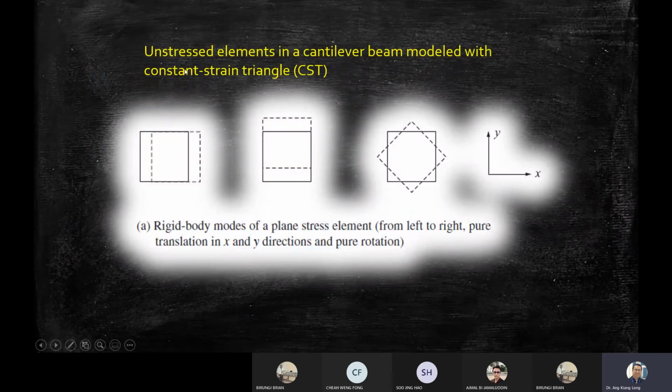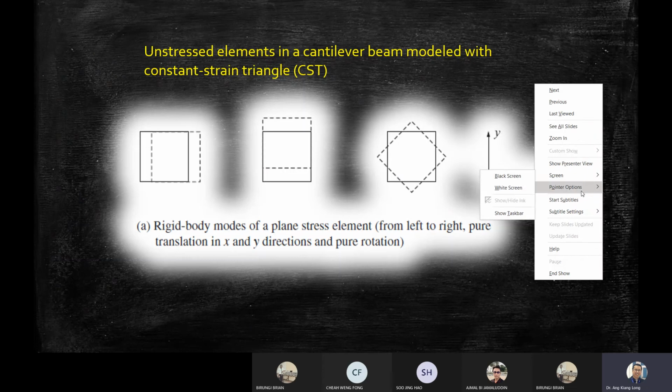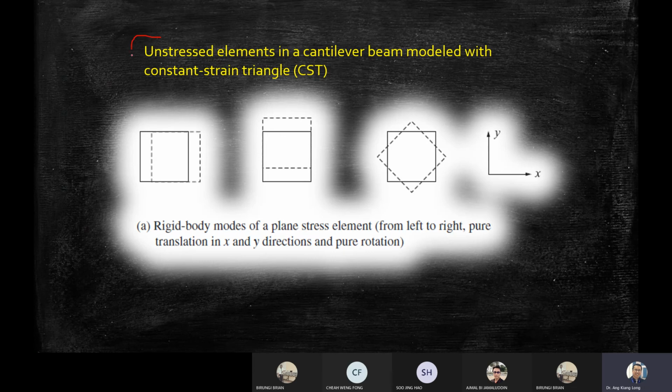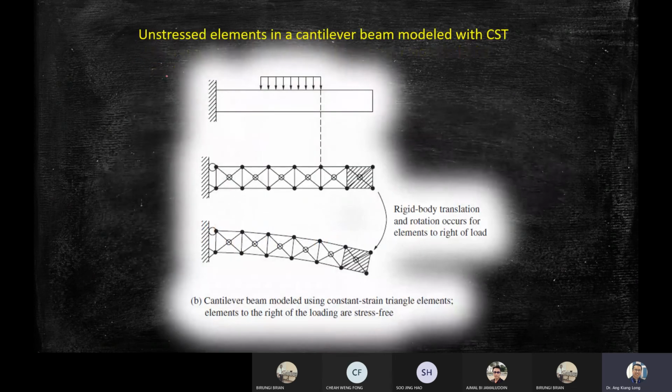Okay, this is what I mean. If you study FEA, or finite element analysis, there's one term called unstressed element. Unstressed element means that if you see all these elements, the solid color and the dash color, you have a rigid body that only does translation. It moves from one point to another point, there's no deformation. This one moves up or down, this one rotates, and so on. This is an unstressed element in the cantilever beam.